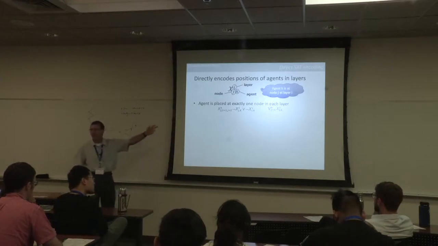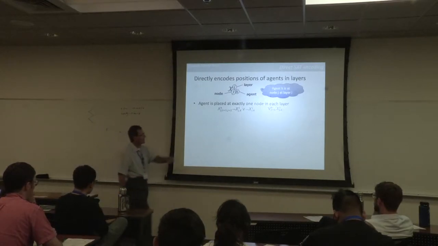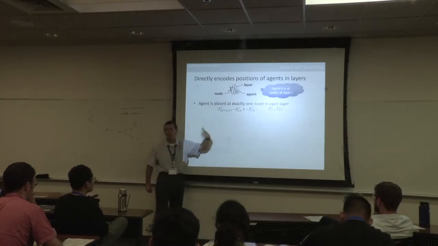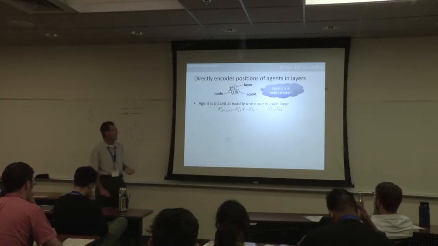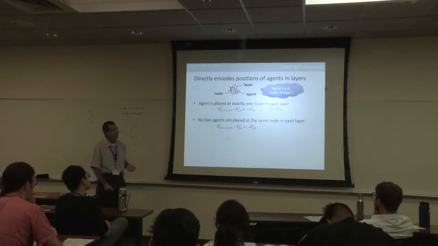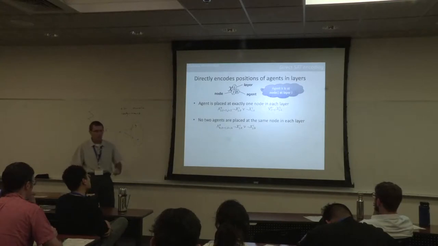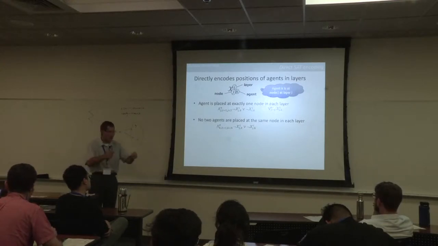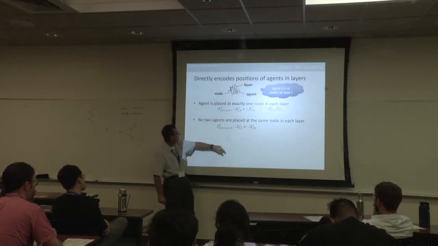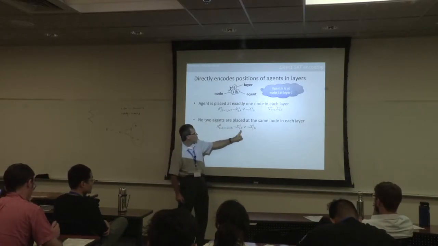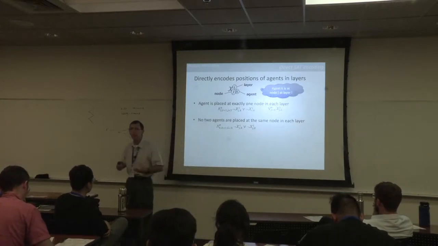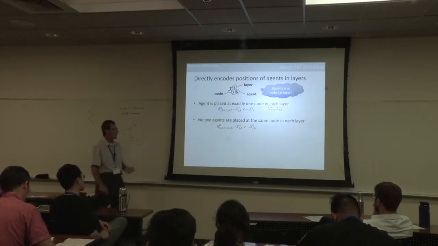So this is the exactly one constraint, meaning it's at least in one position and it's not at two positions at the same time. It's not at two nodes, J and L, at the same time, okay? Similarly, if you want to say that no two agents are at the same node, we select the node, in this case, it's the node J, and we take the layer I, and we say that agents K and H are not at the same node, meaning both of these variables are not true at the same time.